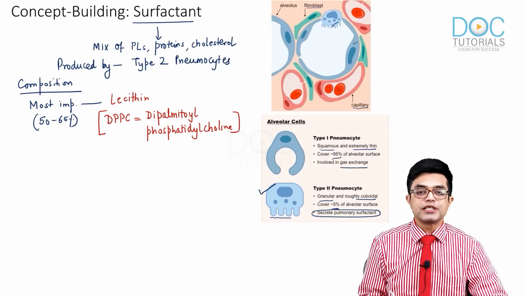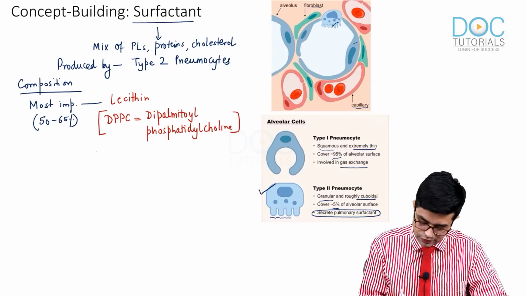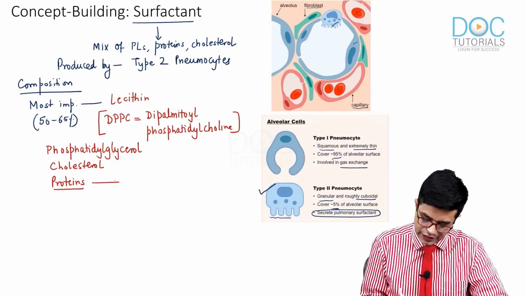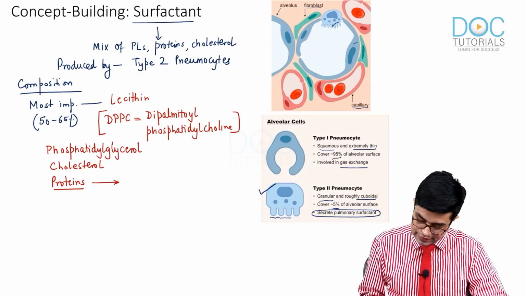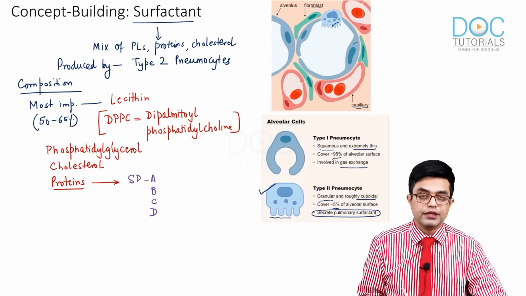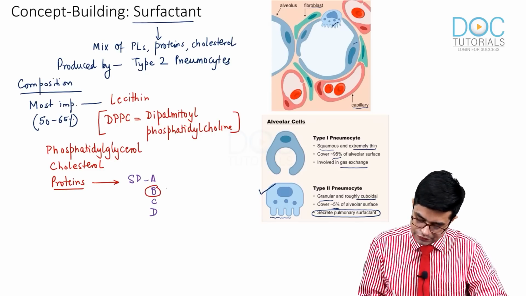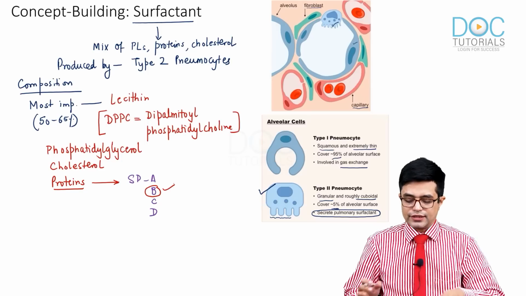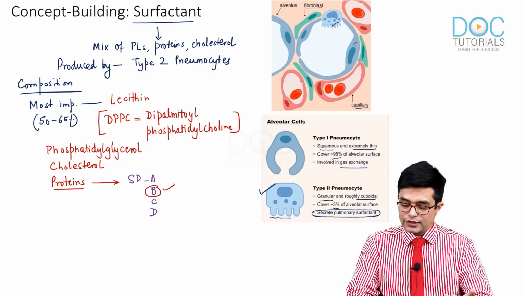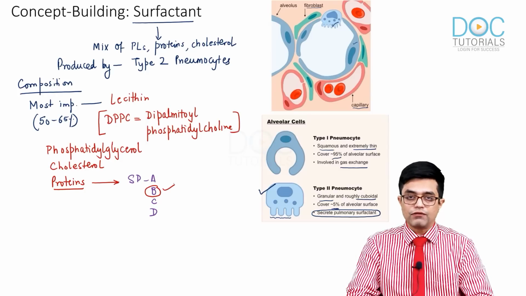Other substances which are present include phosphatidyl glycerol, cholesterol and proteins. There are 4 types of proteins which are present in surfactant. They include SPA, SPB, SPC and SPD. And among them, SPB is one of the most important proteins present in surfactant. So, this is the overall thing regarding the surfactant. Now, obviously the question arises, what is the function of surfactant? Why do we need it?